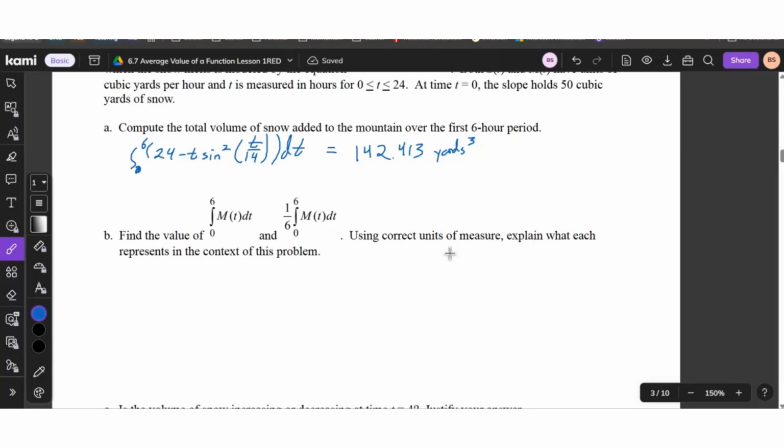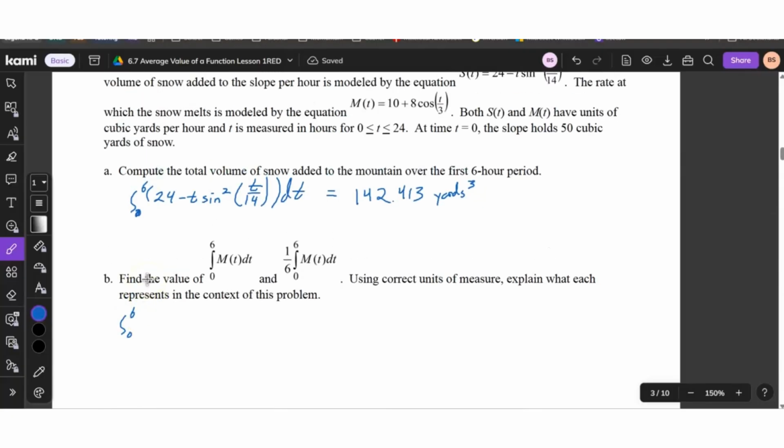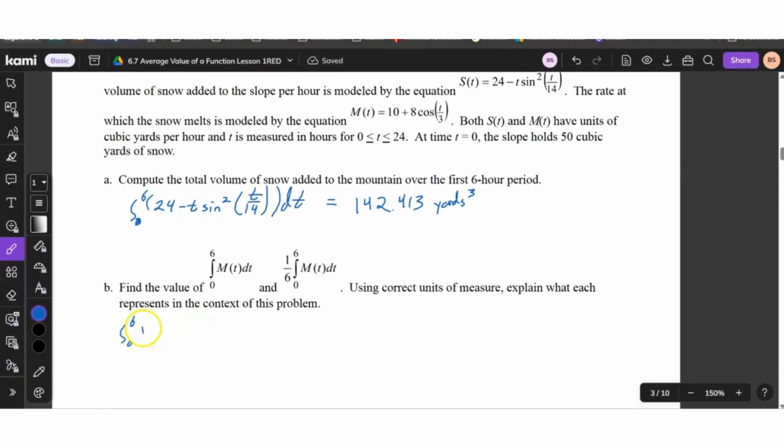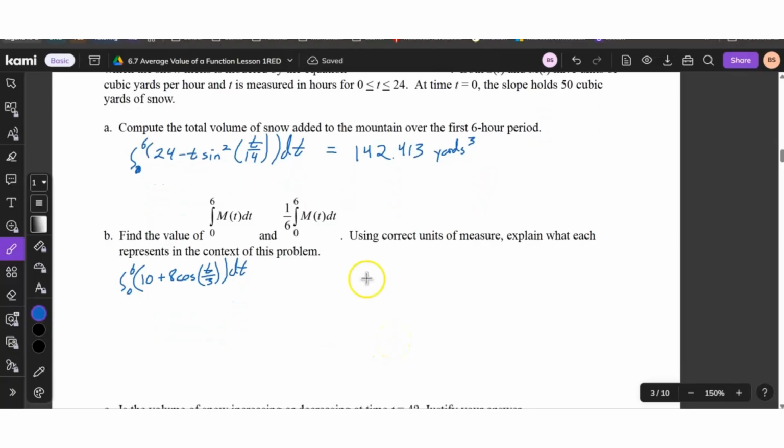All right, find the value of M of t and the average of M of t over the 6 hours. So M of t is going to be the total amount of snow that melted, right? What was M of t? 10 plus 8 cosine of t over 3, dt. Using correct units of measure as well. Let's say what that is.